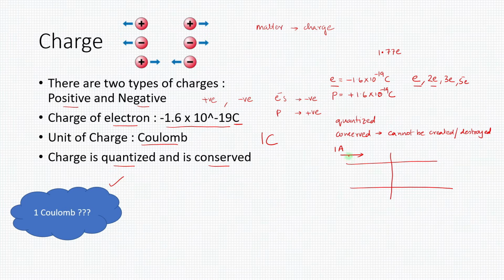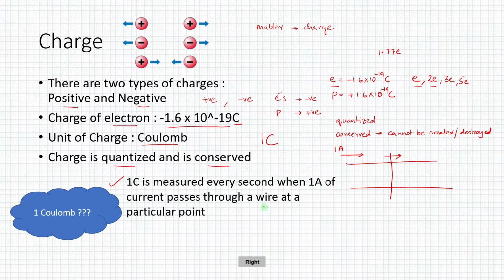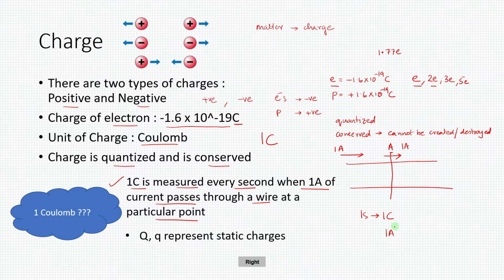Now, if 1 ampere of current is flowing through the wire and it is passing through this point, every second you will measure 1 coulomb of charge moving past that point. So 1 coulomb is measured every second when 1 ampere of current passes through a wire at a particular point. If this is that particular point A, and 1 ampere is passing through that point, then in 1 second, 1 coulomb will move. So that is about charge.